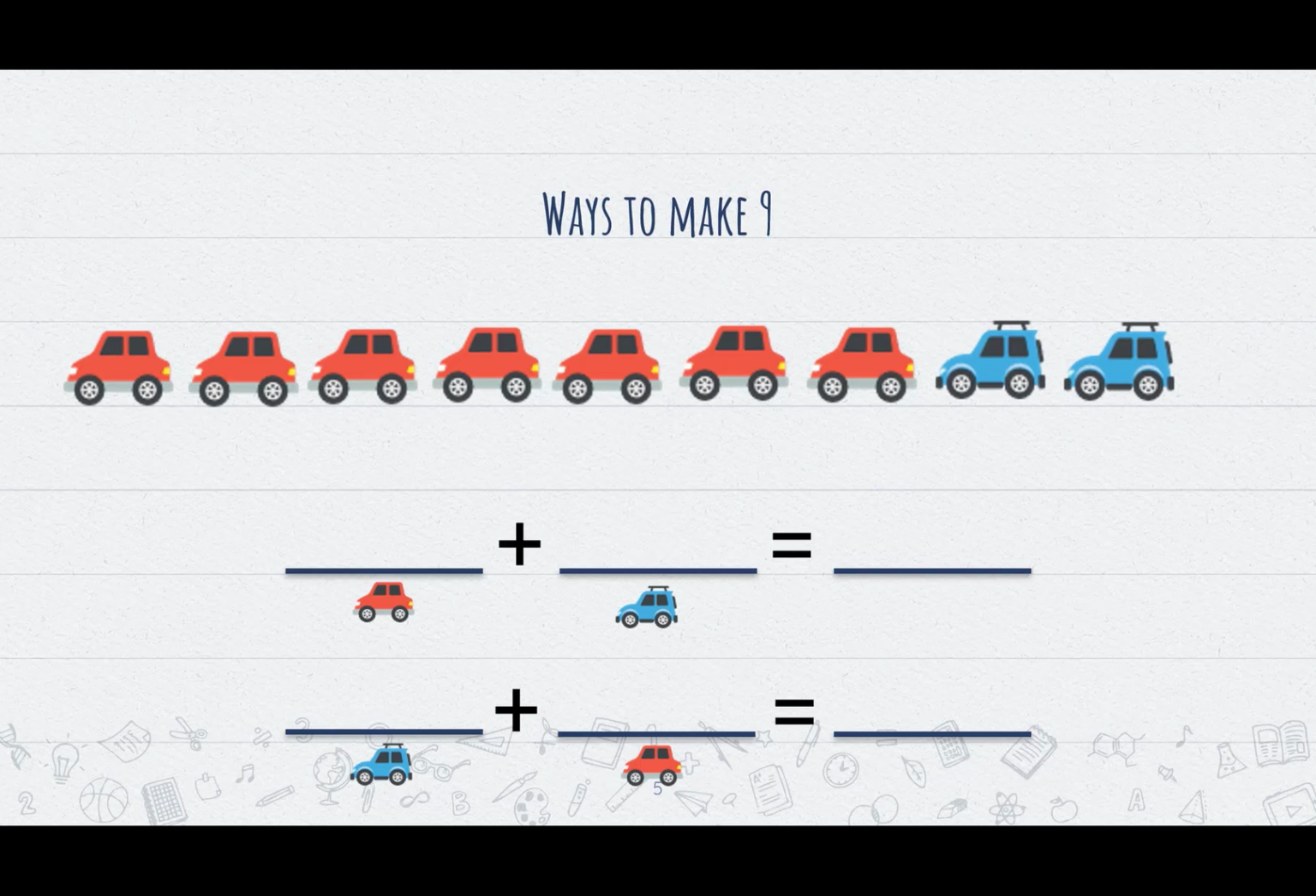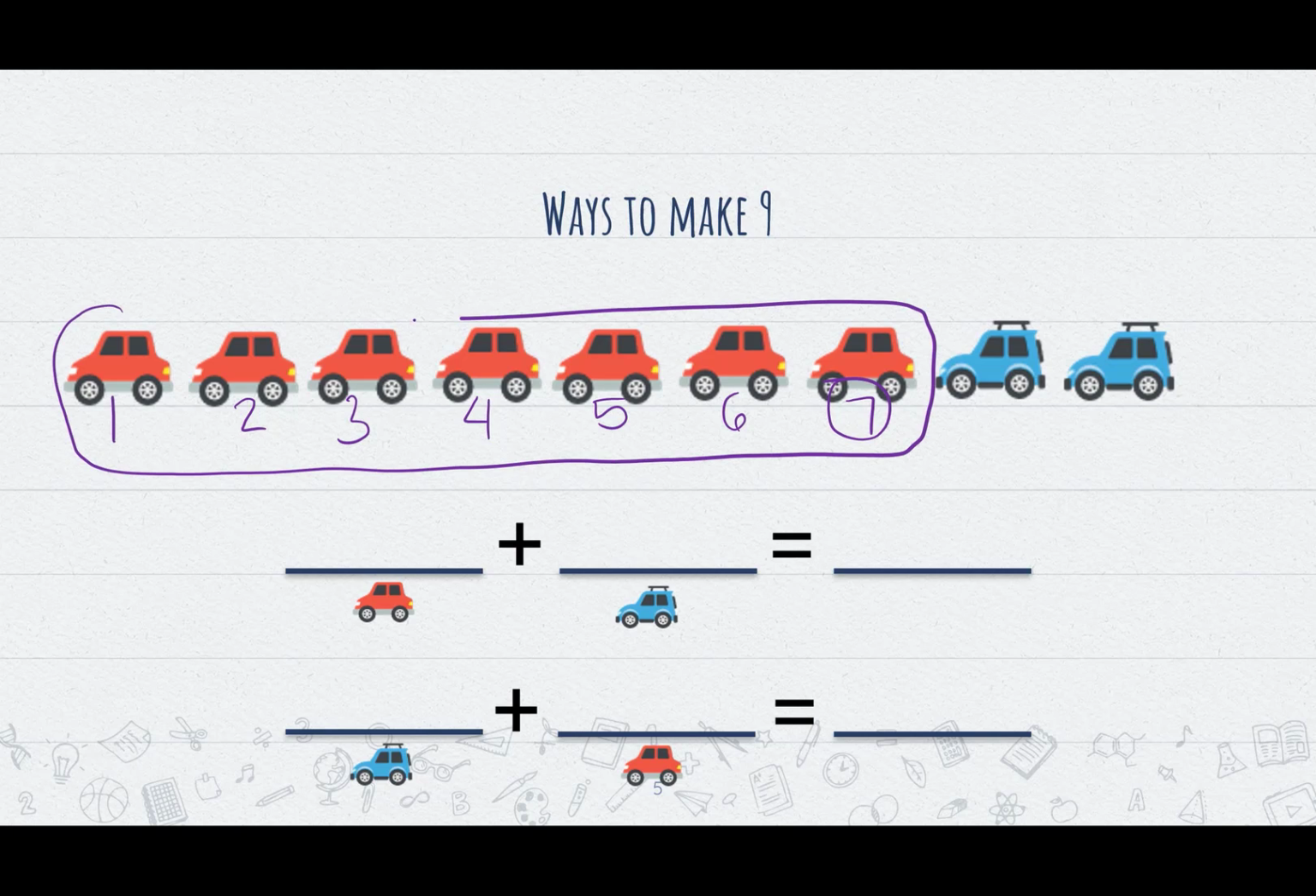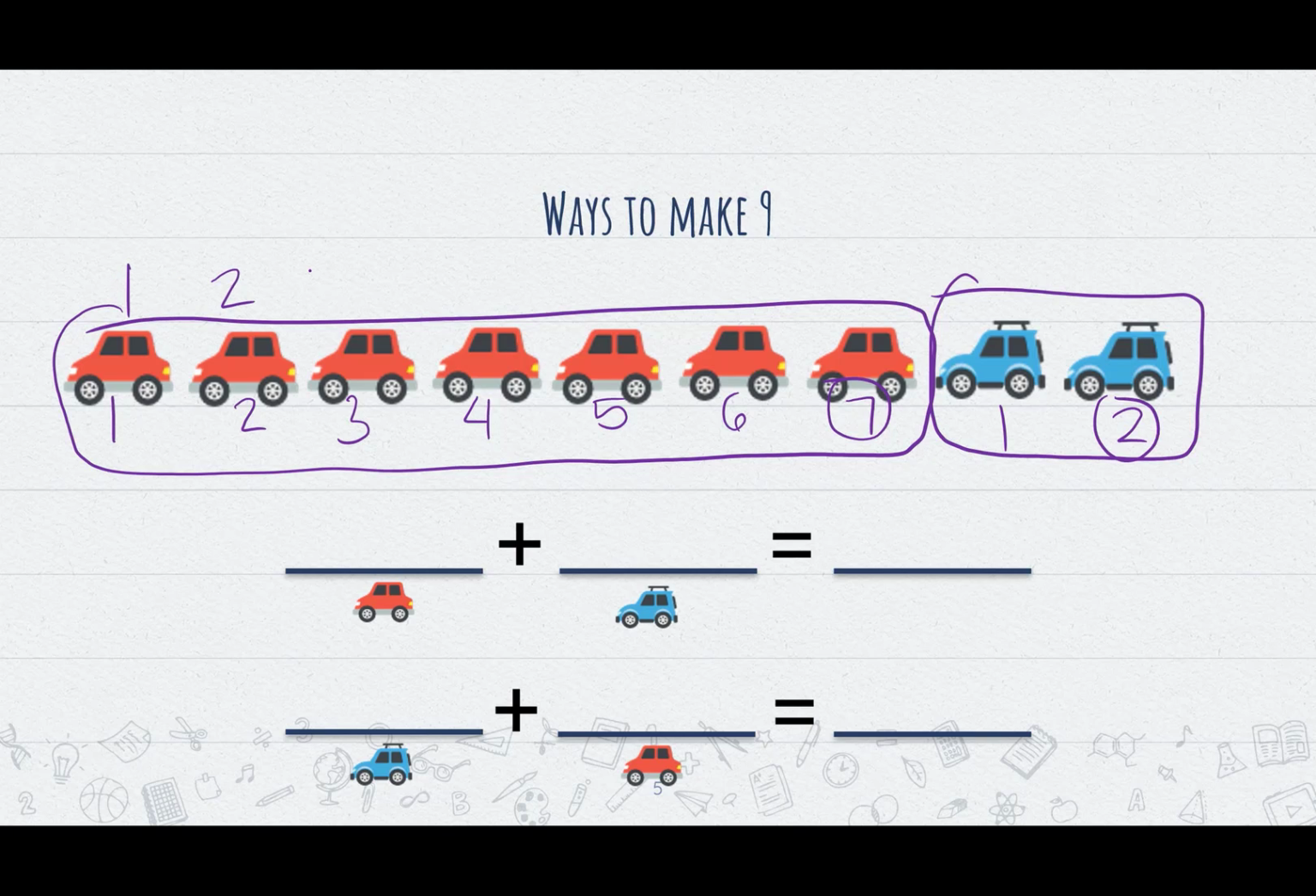We have our red cars and our blue cars, and we're just going to go ahead and start counting up our groups. I'm going to say 1, 2, 3, 4, 5, 6, 7 red cars. Circle my group of red cars. And 1, 2 blue cars. Circle my blue cars. Count them up, see how many all together. 1, 2, 3, 4, 5, 6, 7, 8, 9 cars all together.